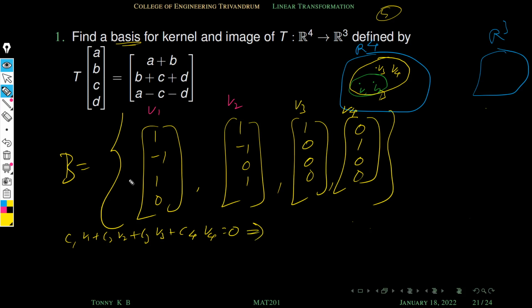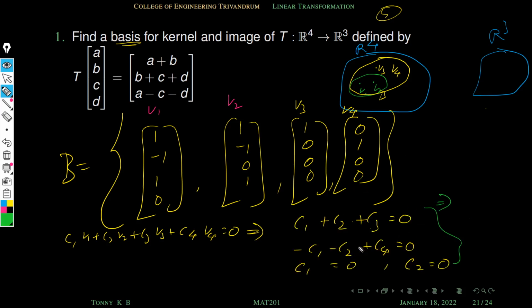So how to check? You consider C1 into this one plus C2 into this one plus C3 into this plus C4 into this one equal to 0 0 0. So now you have 4 equations. These are the 4 equations. C1 plus C2 plus C3 equal to 0. From the second one, minus C1 minus C2 plus C4 equal to 0. From this one, C3 equal to 0. Sorry, C1 equal to 0. And this one, C2 equal to 0. These are the 4 equations.